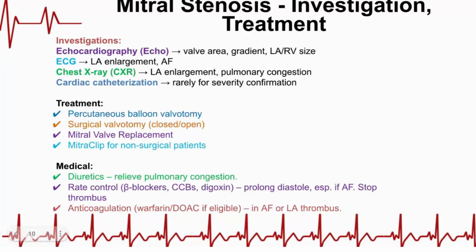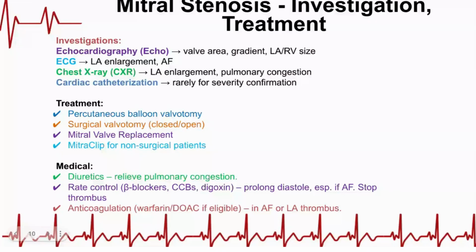And medical management. So in patients like this, we have to manage them medically anyway. So we give diuretics. Diuretics will relieve pulmonary congestion or pulmonary edema, and any peripheral edema that might have been caused as well. Rate control. So basically, the point of rate control is to prolong diastole, so encourage ventricular filling, to sustain cardiac output.